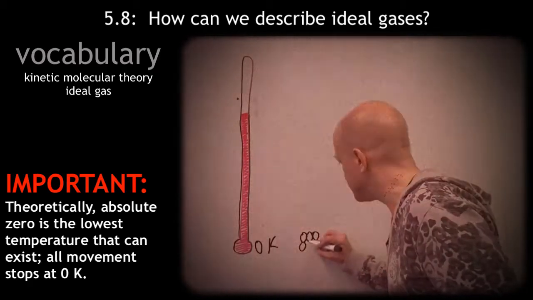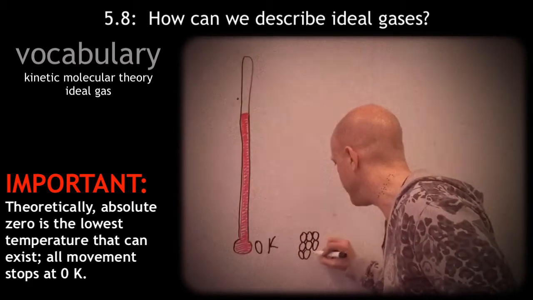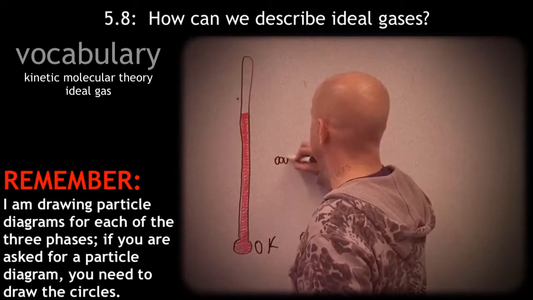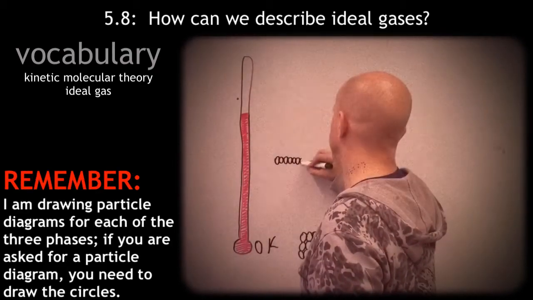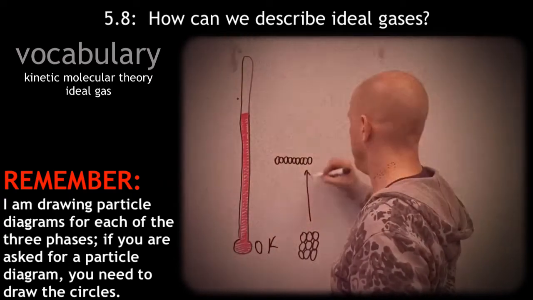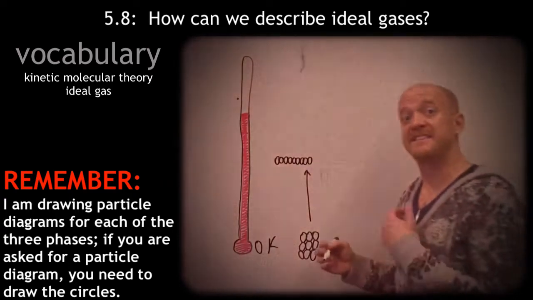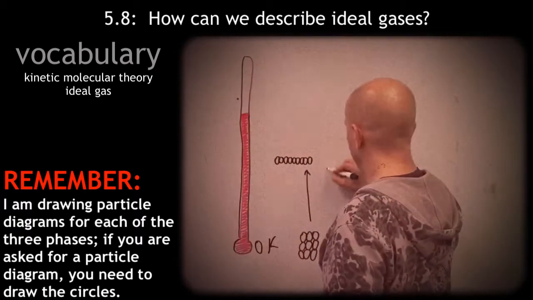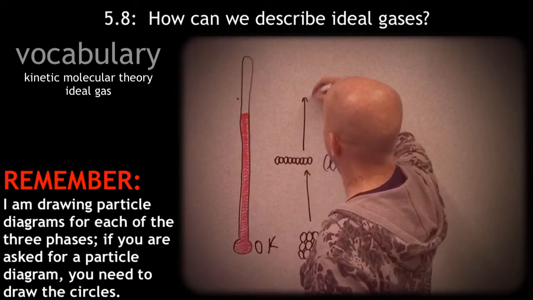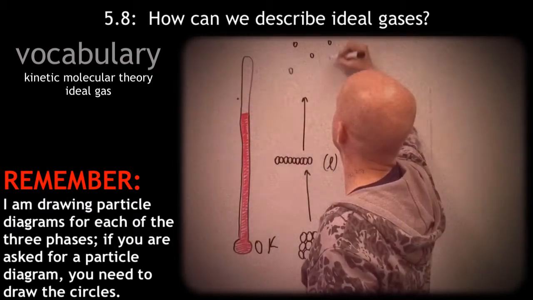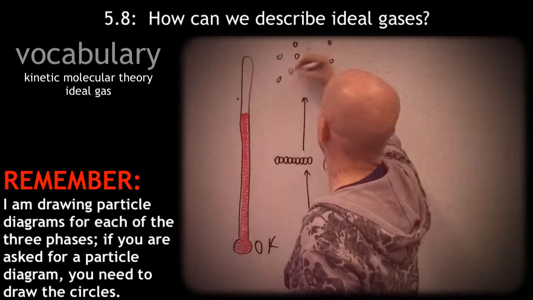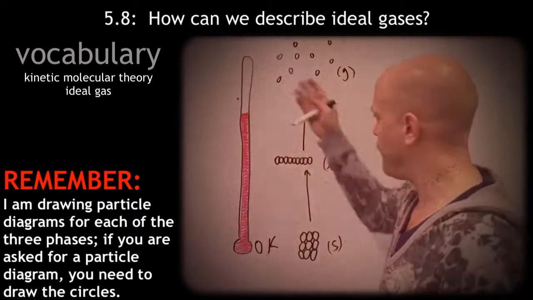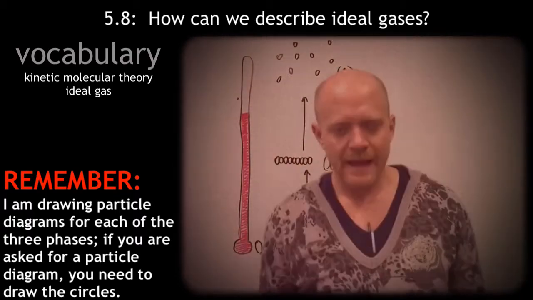At cold temperatures, our particles are going to be a solid. As you increase the temperature, they're going to be moving faster. So as the temperature increases, the speed of the particles increases. And you go from a solid to a liquid to a gas. Okay. Kinetic molecular theory, warm particles move faster.